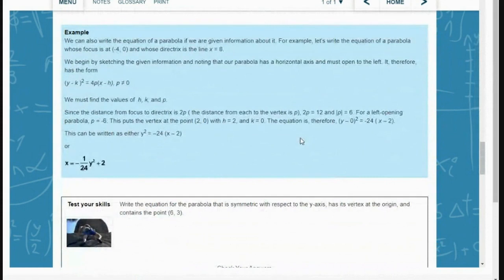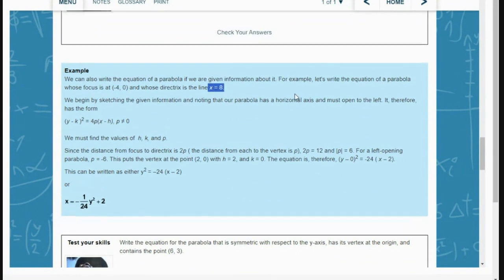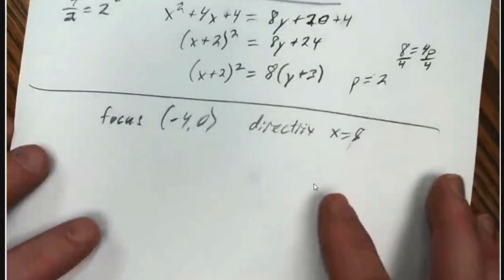Right here. All right, we could also write the equation of a parabola if we're given information. So let's write the equation of a parabola whose focus is -4, 0, and the directrix line is x equals 8. Okay, so I'm going to write this down.